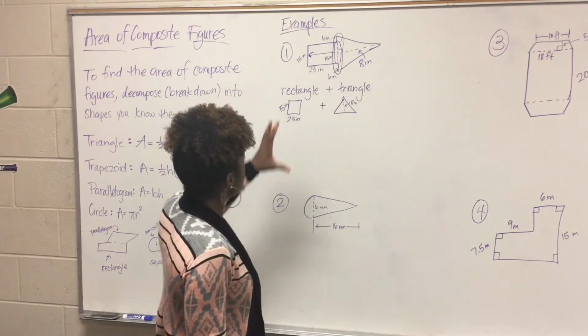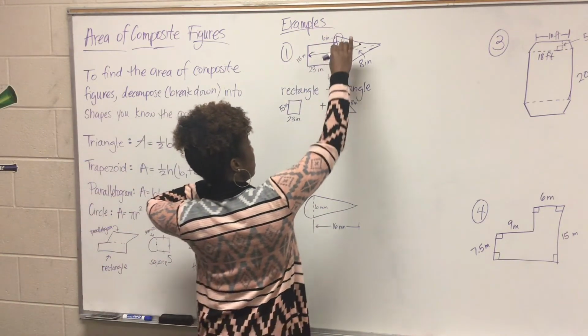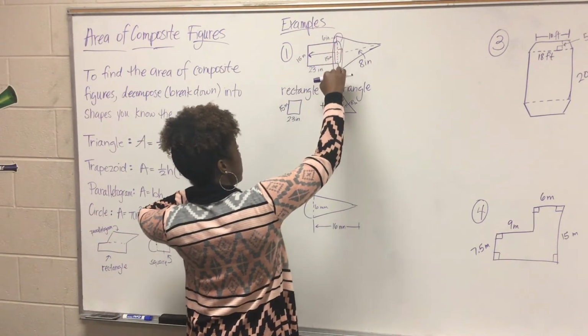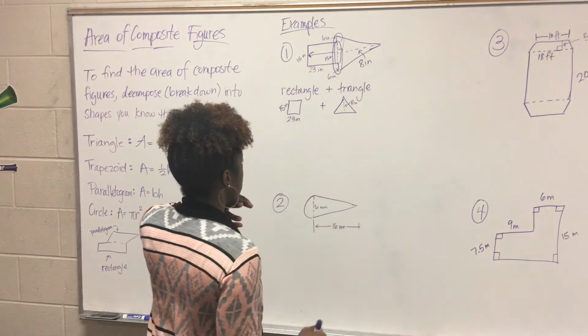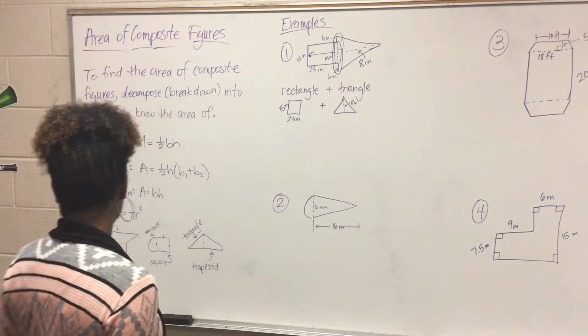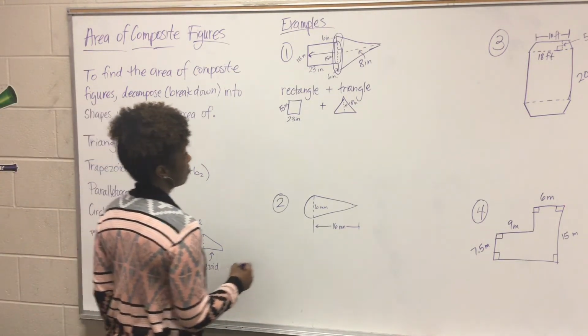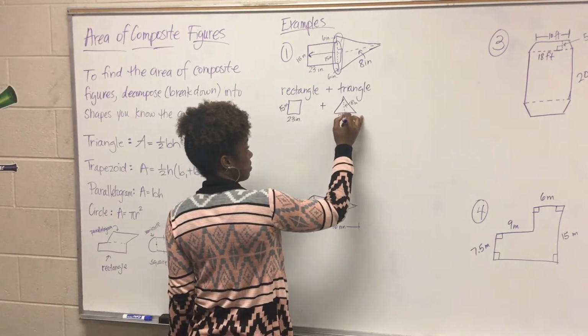So in order to get the entire base of the triangle, I need to add the 6 inches plus 15 inches plus that 6 inches there. So in order to get the base, I will add 6 plus 6, that is 12, plus 15, and that will give me 27 inches.